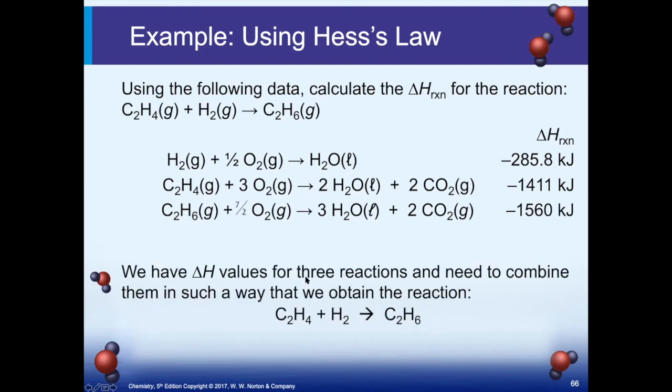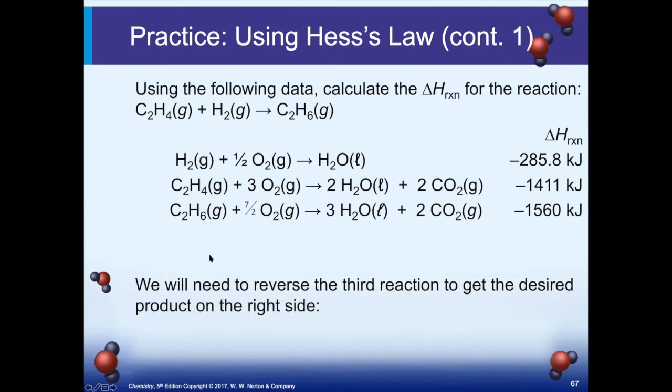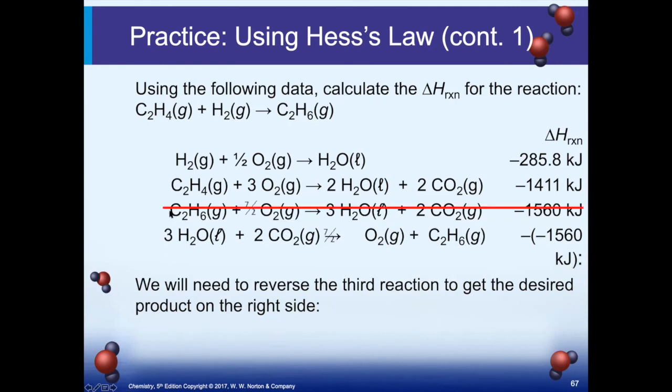All right, so we have the delta H values for 3 reactions, and we need to combine them in such a way that we can obtain this target reaction. That's the goal. As I said, we will need to reverse that 3rd reaction to get the desired product on the right side. In this case, right has dual meaning, correct and physically the right side. So we're going to just reverse that reaction, so what were the products are going to become reactants.